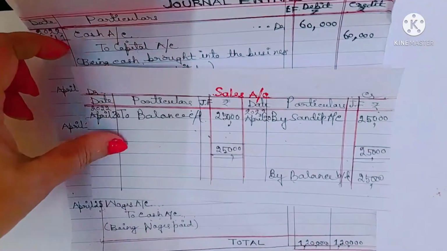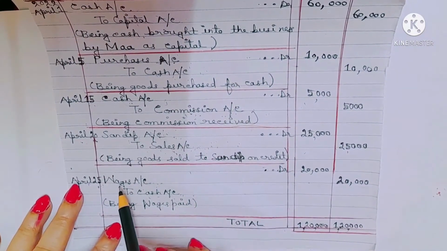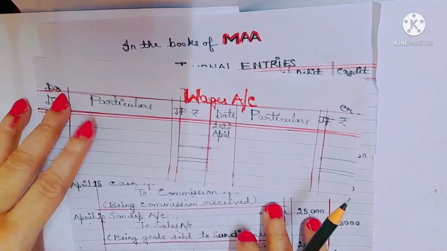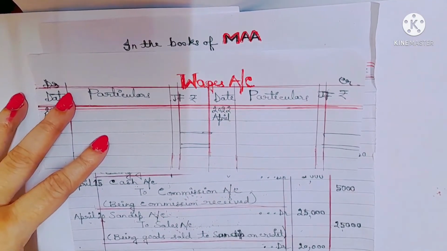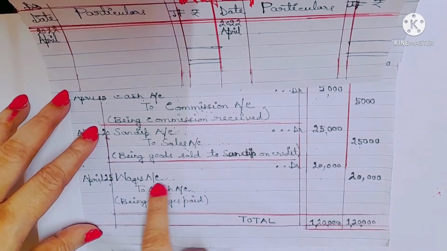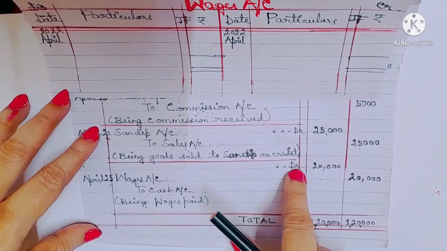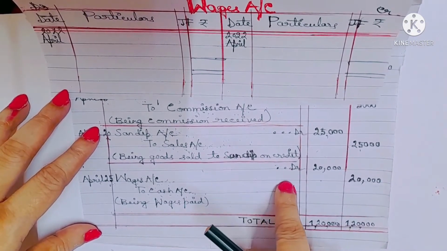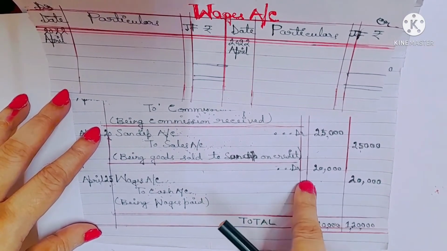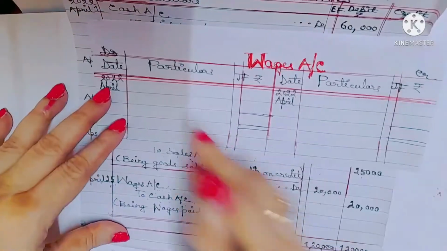Let's see. What is the last account? See, Sandeep account done, sales account done, wages account to cash account done. So we have to do the wages account. Let's do it. Since we are preparing the wages account, let's see the position of the wages account. Which side is the wages account? The wages account is on the debit side. Since the wages account is on the debit side, the cash account will appear on the debit side in the wages account. Okay, understood? 20,000, 25th April. Let's do it. To cash account.